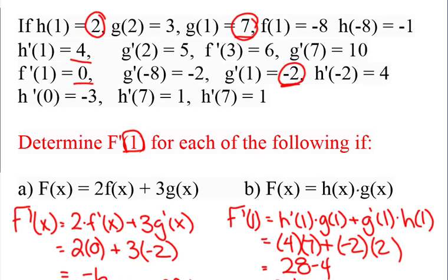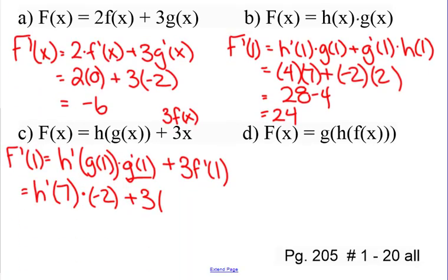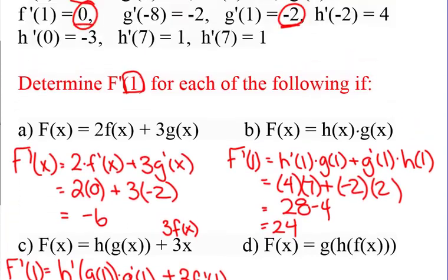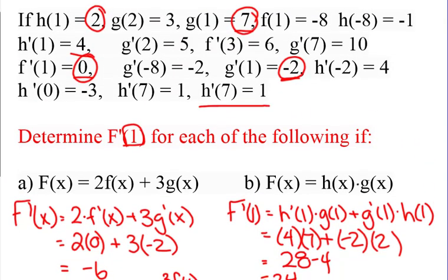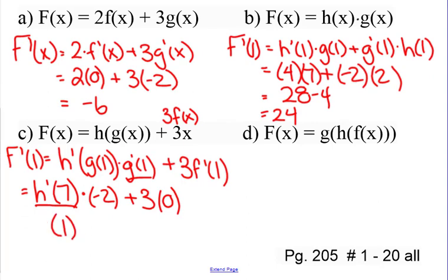F prime of 1 is 0. F prime of 1 is 0. Okay, so now we still have an h prime of 7. H prime of 7 is 1. 1 times -2 plus 0. So that's equal to -2.